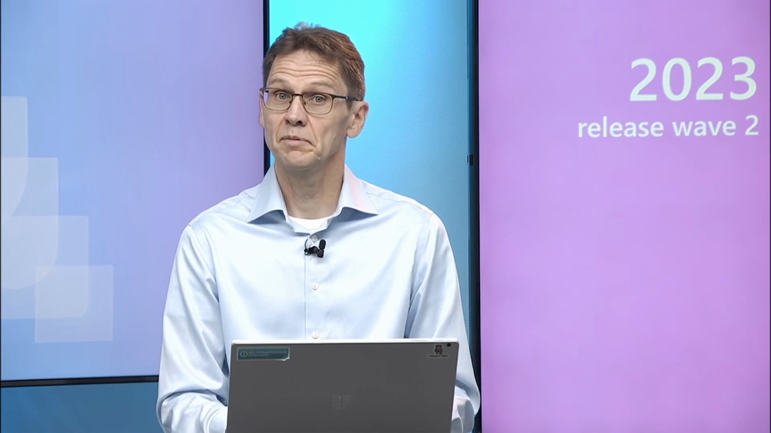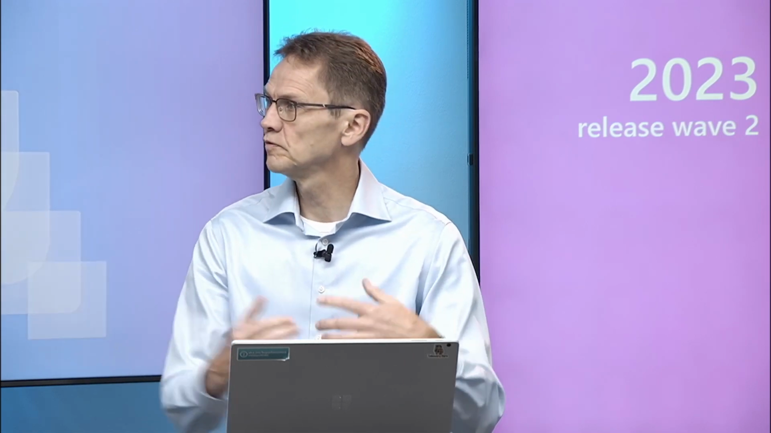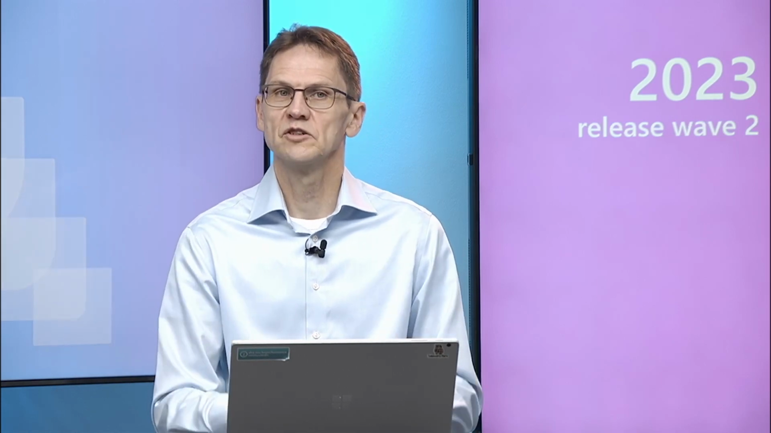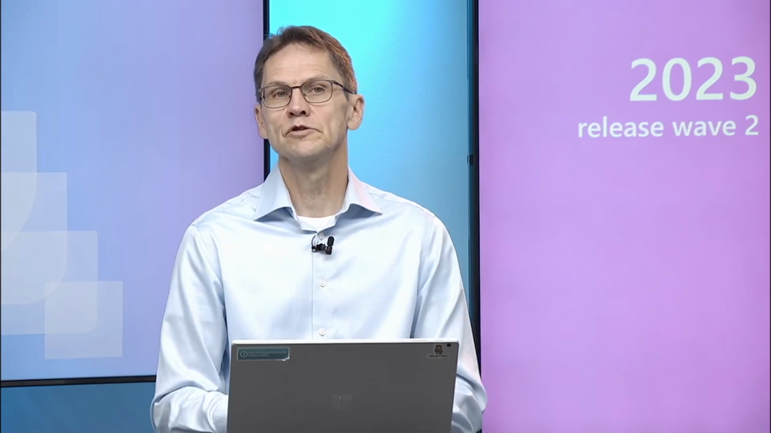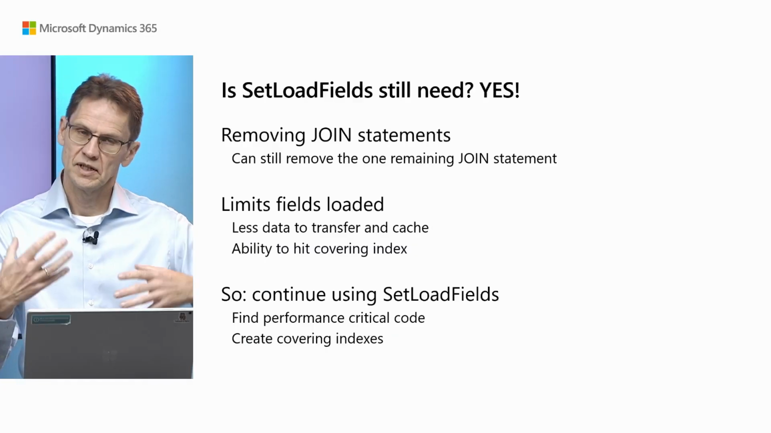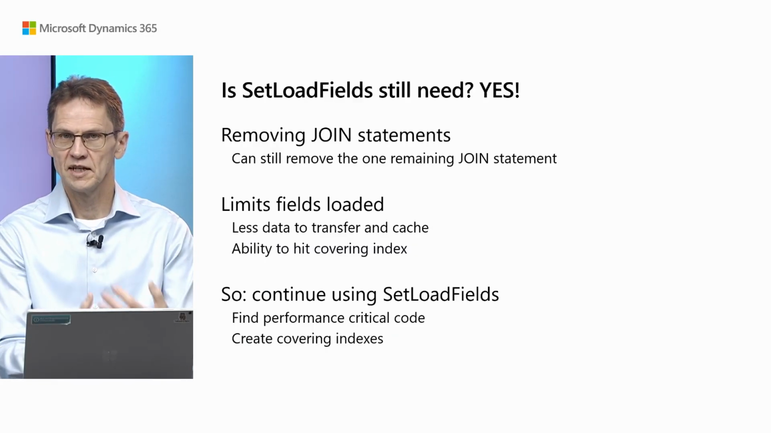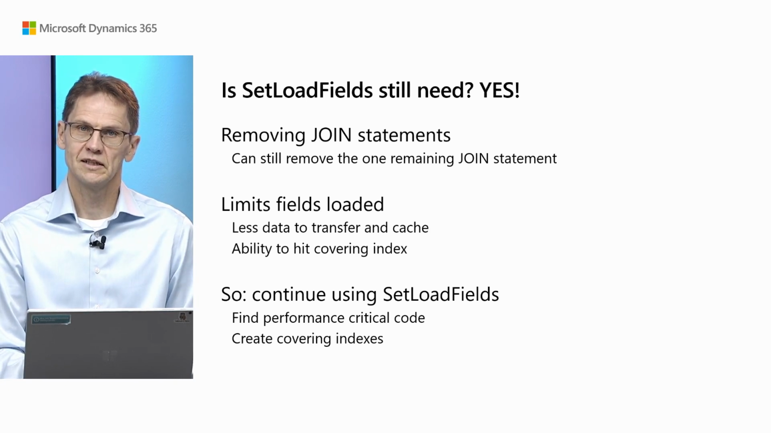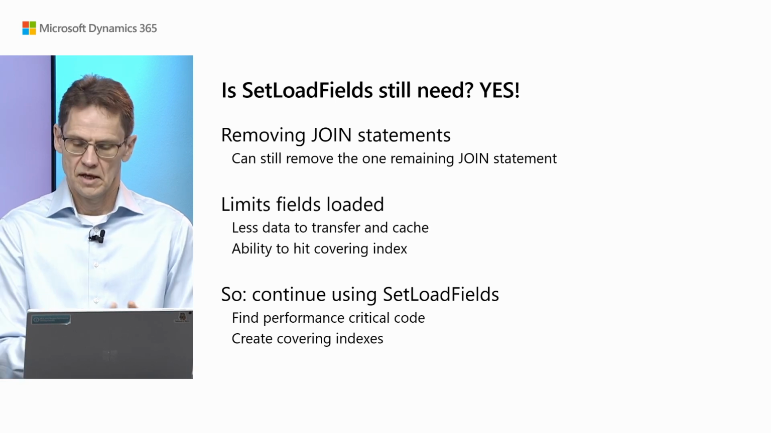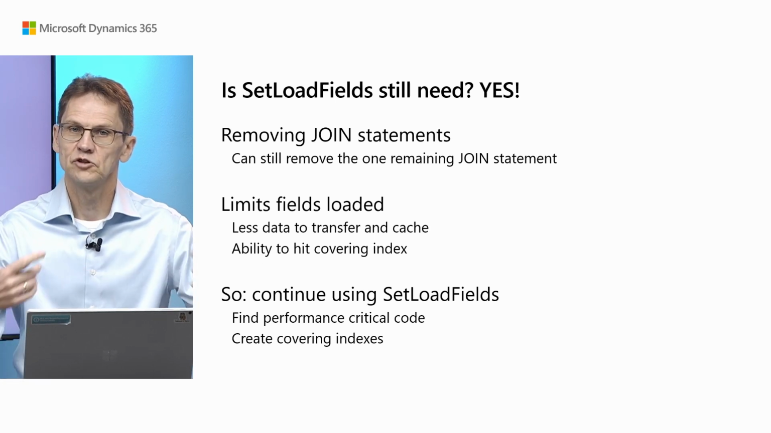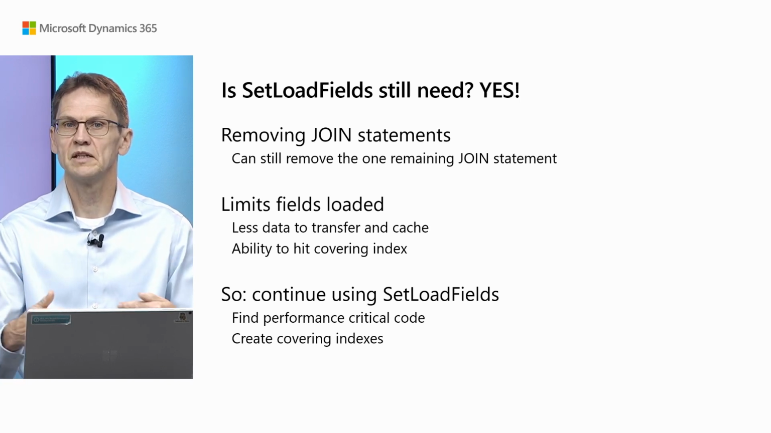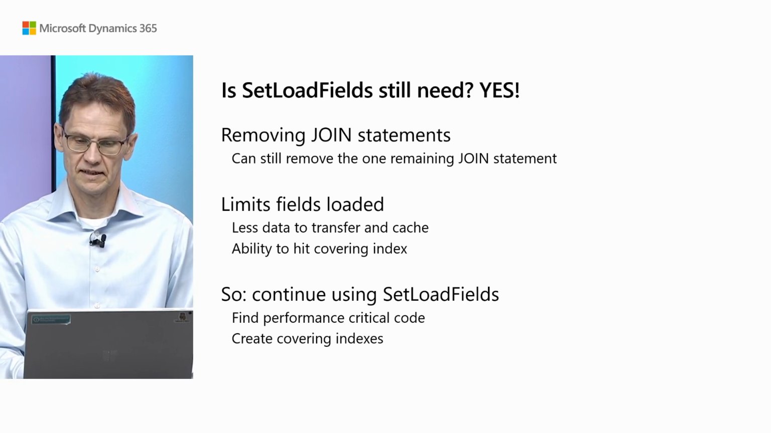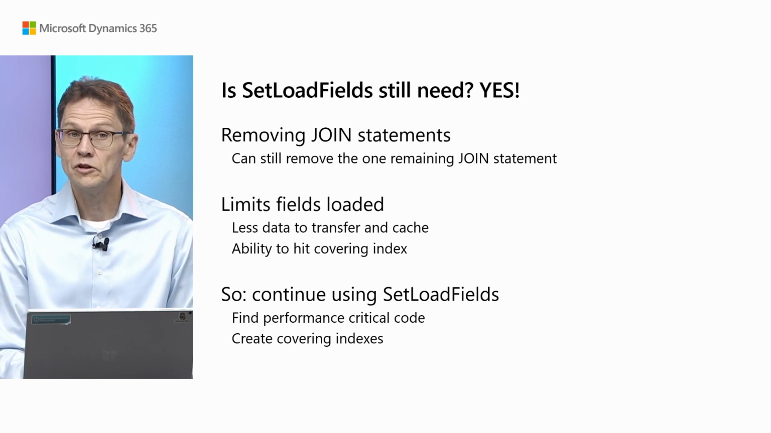If you used it to remove the join statements, then that is actually done now by the platform, unless you remove the one join to the one extension table. But set load fields also limits the fields loaded. So that means there is less data to transfer, there is less data to cache, and you can actually also hit covering indexes. So particularly for tight loops where you need to process a lot of data, it'll still make a big difference, particularly if you can hit an index.